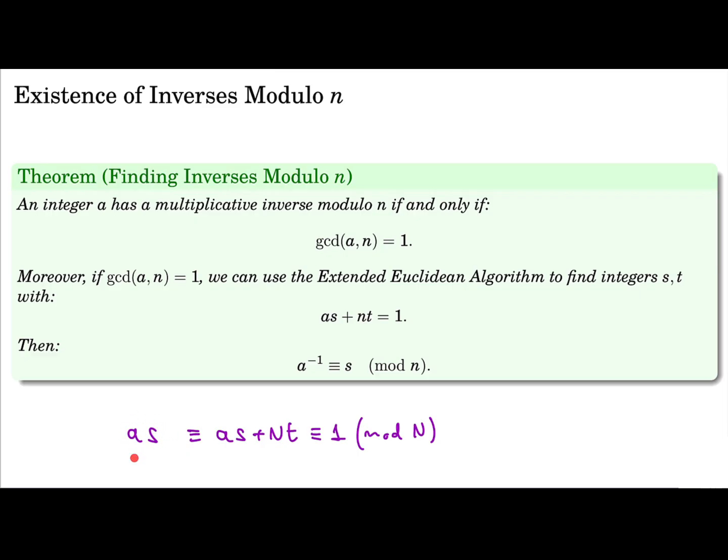So how do you find the inverse of a number modulo n? Well, you can do the extended Euclidean algorithm, and if the GCD is not 1, there will be no inverse. If the GCD is 1, then use the extended Euclidean algorithm to find the linear combination that we talked about in Bezout's theorem. And this S that you find here is that inverse. So this gives us the algorithm.